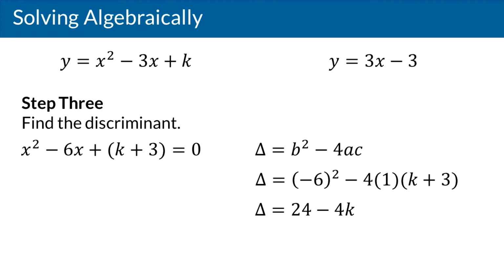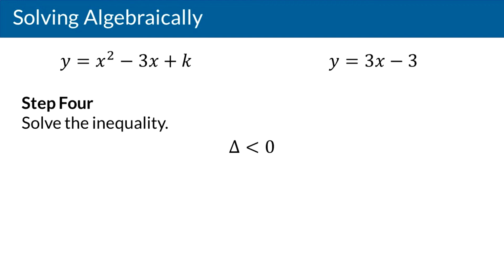Now we're looking for the values of k that will make it so there are no points of intersection, so we need to find when the discriminant is less than 0. So I'll set 24 minus 4k to be less than 0. Now in this instance, I'm solving a simple linear inequality. So 24 is less than 4k, and that means that k is greater than 6.